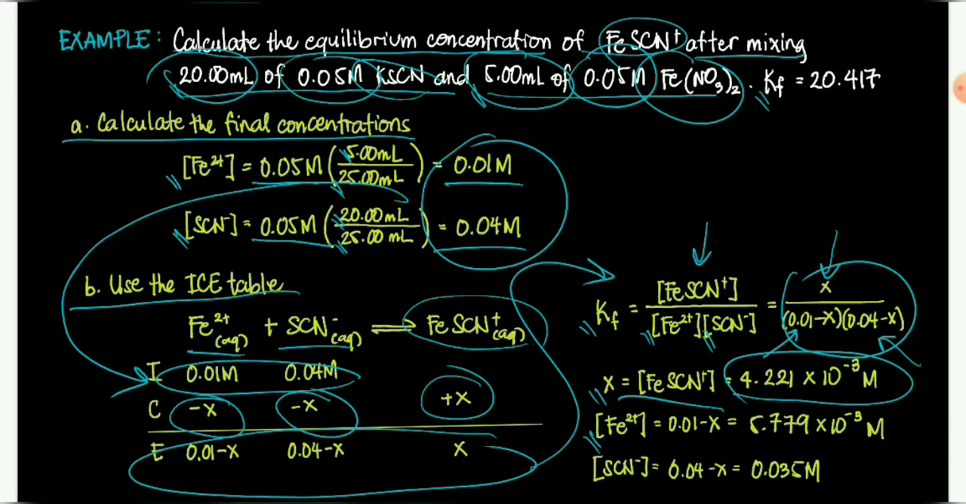Okay, so for the concentration of the iron 2 plus, that's 0.01 minus X, you will get 5.779 times 10 to the negative 3 molar. So finally, for the thiocyanate anion, you'll get 0.04 minus X, that is based on the ice table. You will get 0.035 molar.